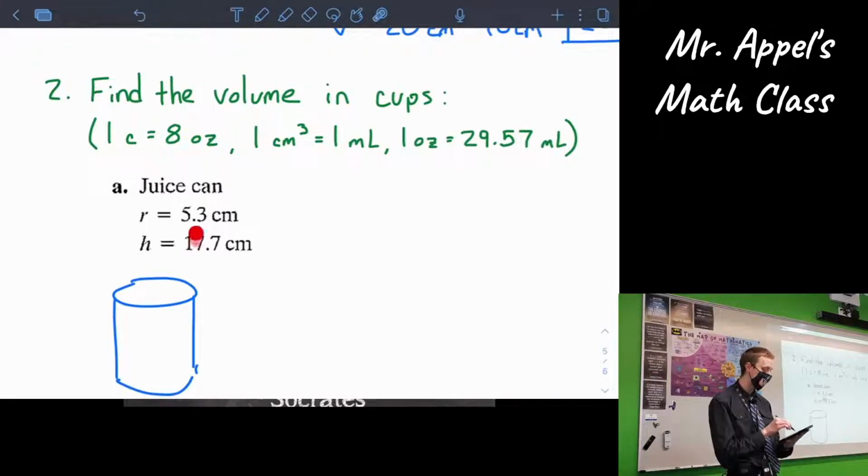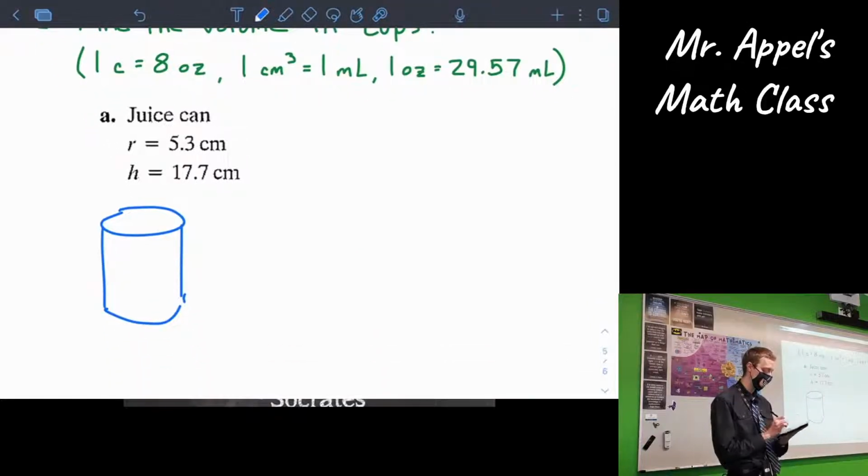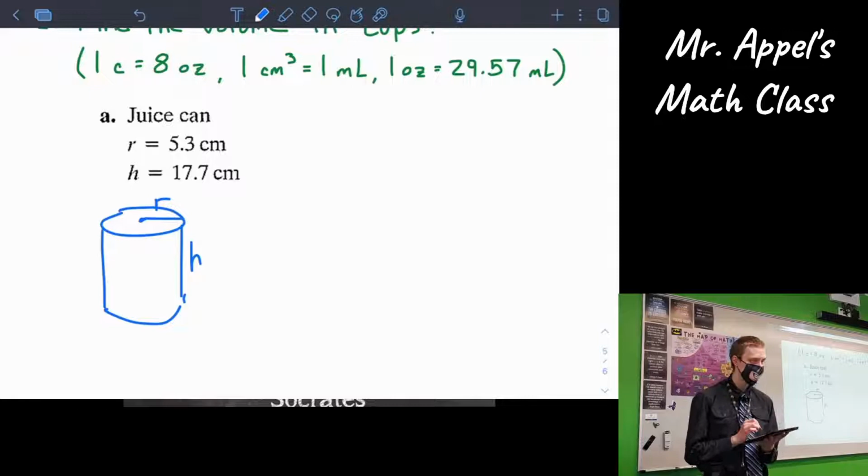And it's definitely taller than it is wide. Okay, so it's not like a tuna can shape. And we have our radius here, R, and our height, H. So we want to find the volume of a cylinder, which is, what's the formula for that one?